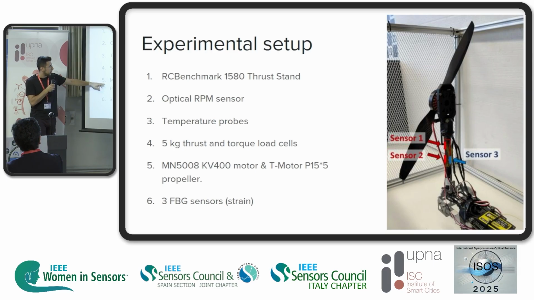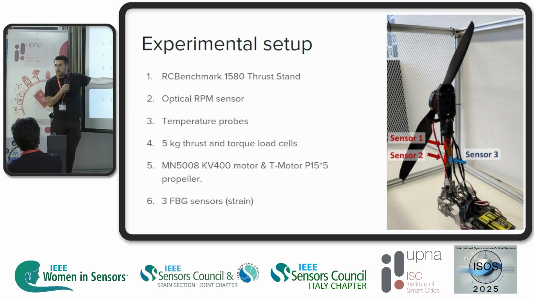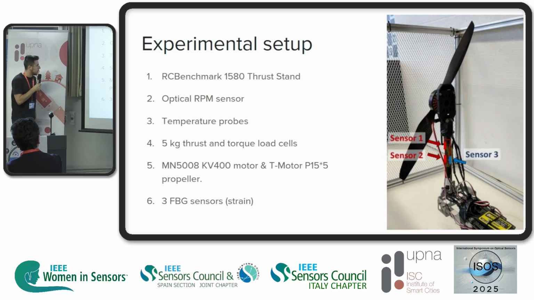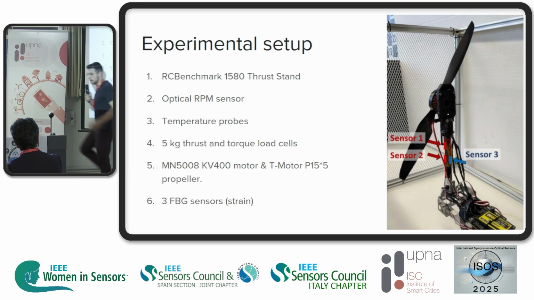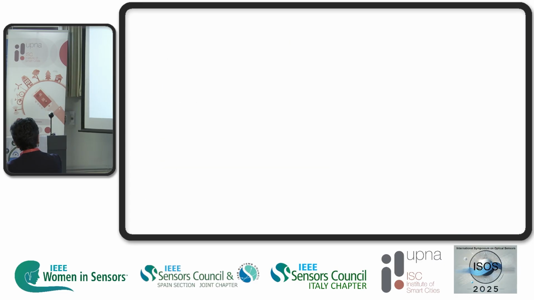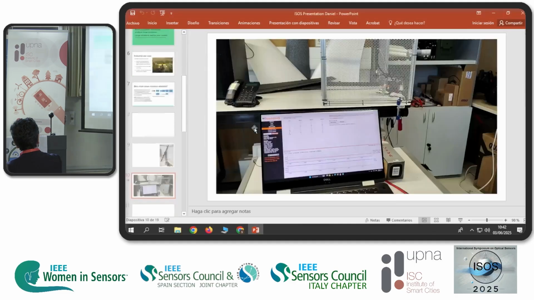And we installed the same motor that this company typically uses for their flights with a conventional carbon fiber propeller, a 15-inch propeller, which is quite large for a multicopter. And we decided to place 3 FBG sensors, as you can see marked in red and blue in the image, to perform the measurements. So let's hope it will load. We have a small video here.